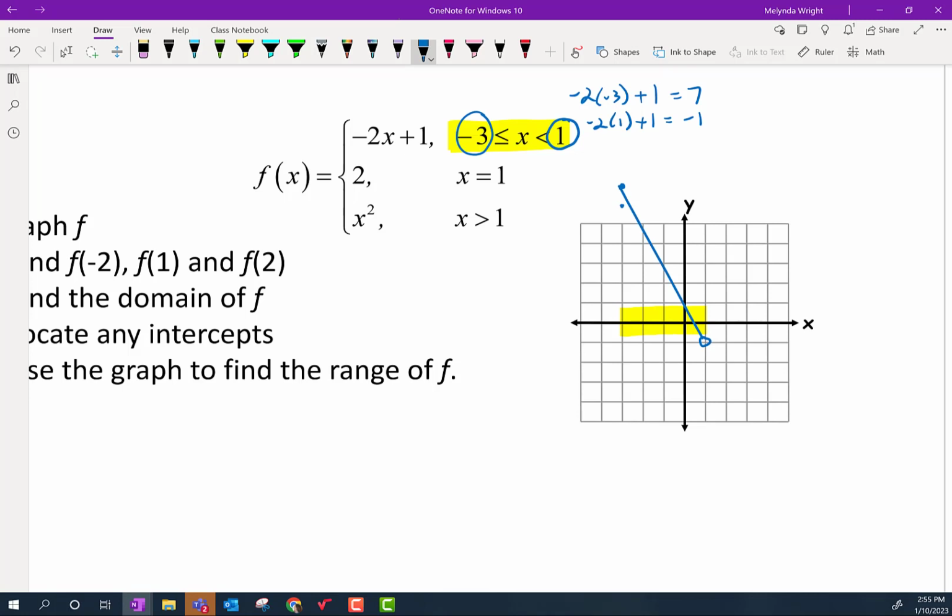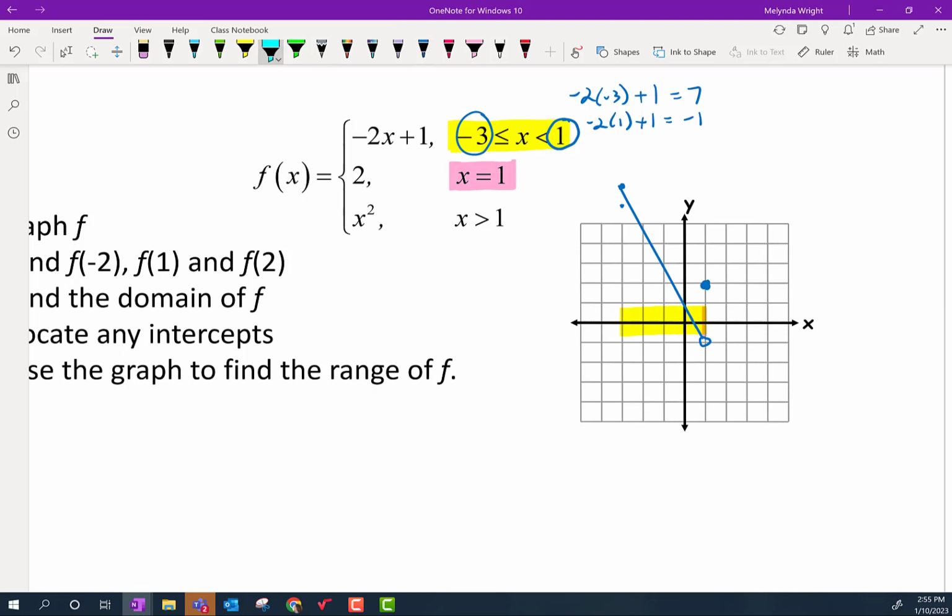Okay, so the next piece is when x equals 1, and that's just one little spot at 1. I mean, there's no interval, it's just 1. And when x is 1, y is 2. So that's just a point. Okay, we can do that.